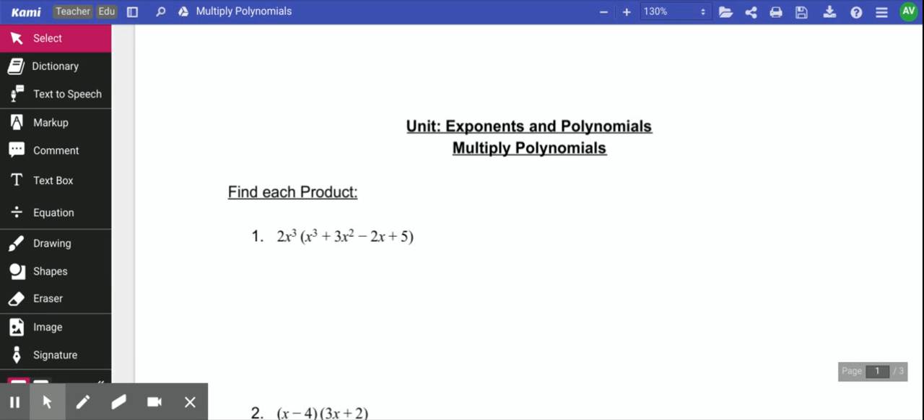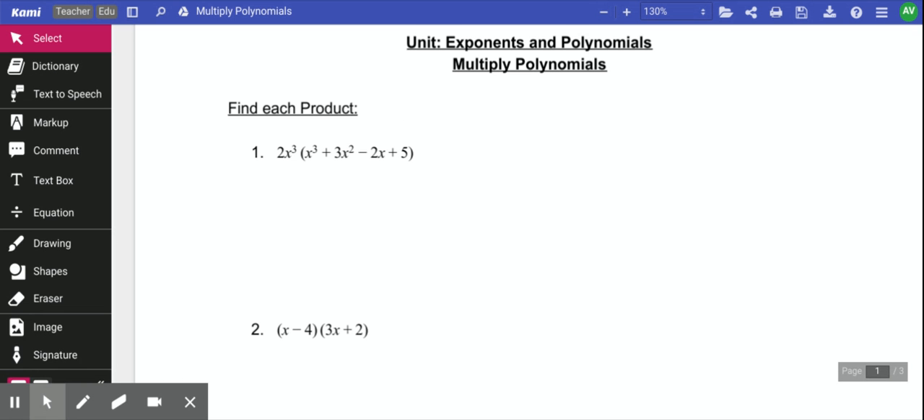Hey everybody, so today we're going to work on multiplying polynomials. We're still in the unit on exponents and polynomials. We already talked about adding and subtracting. We talked about properties of exponents. Now we're going to do multiplying polynomials.